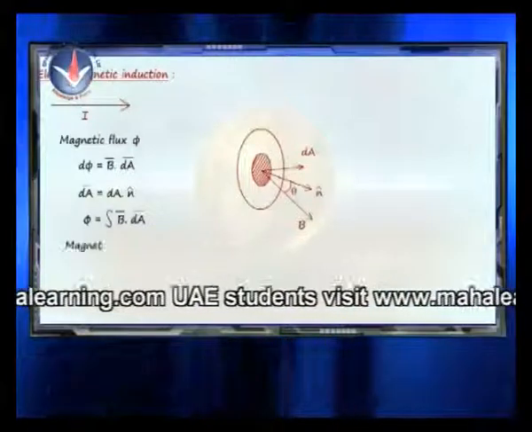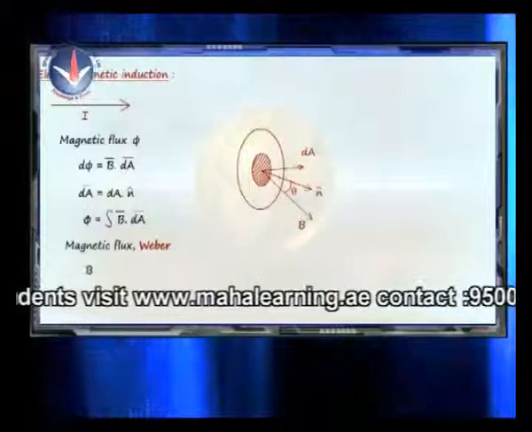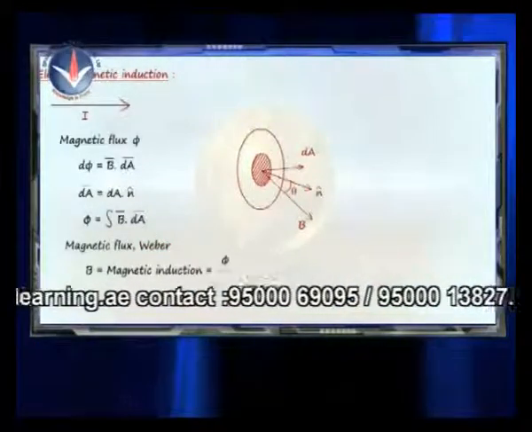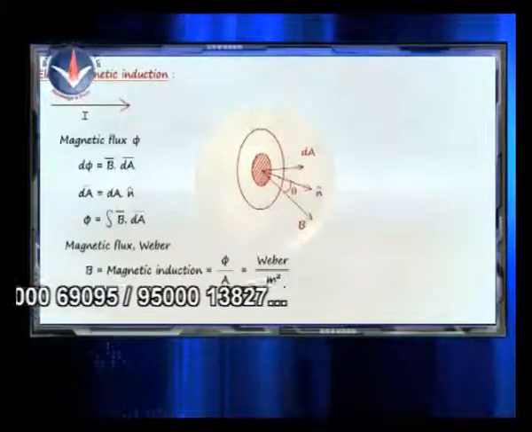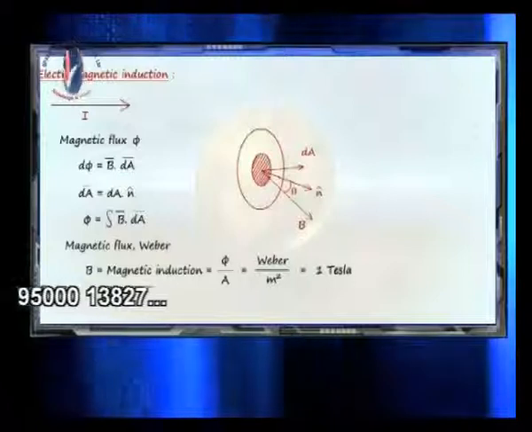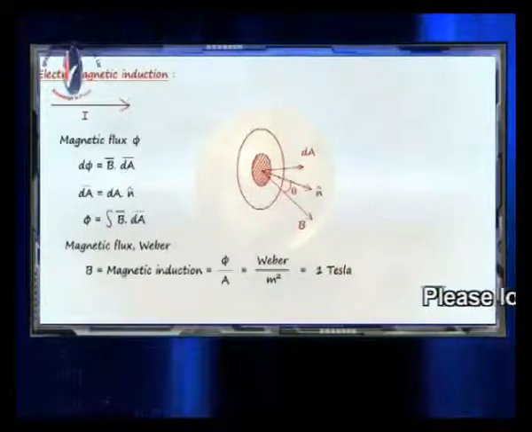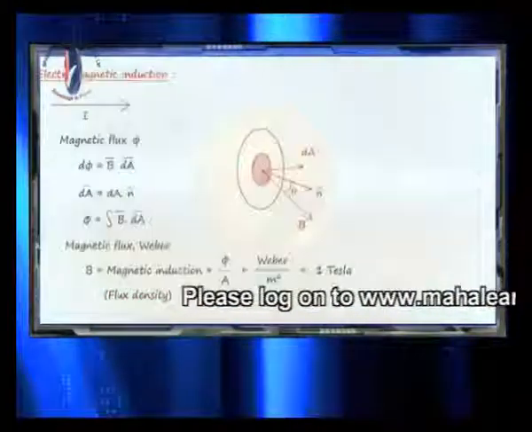Magnetic flux is measured in the unit of Weber. The magnetic induction is defined as flux per unit area, so this is Weber per meter square, which is also called Tesla. So, the SI unit of magnetic induction, also called flux density, is 1 Tesla, which is 1 Weber per meter square.